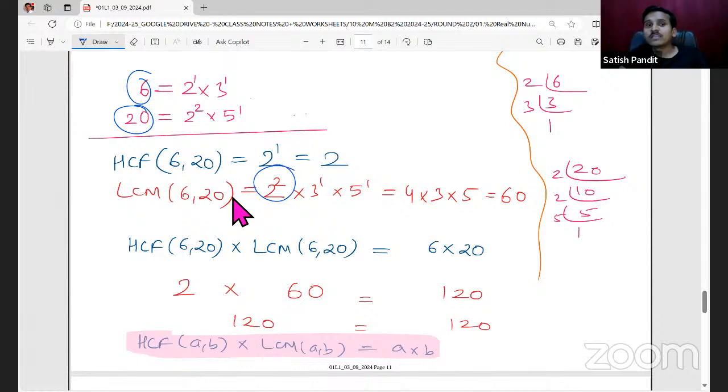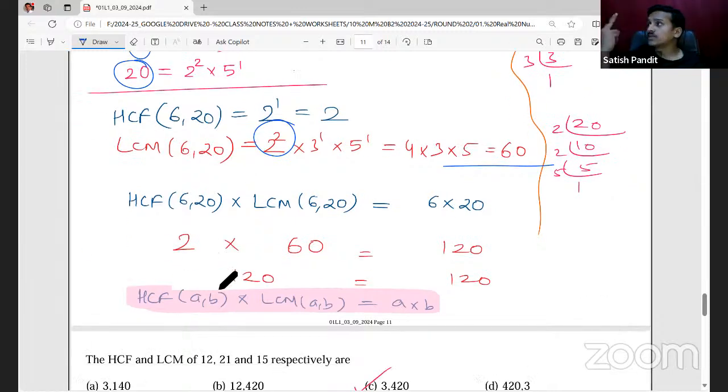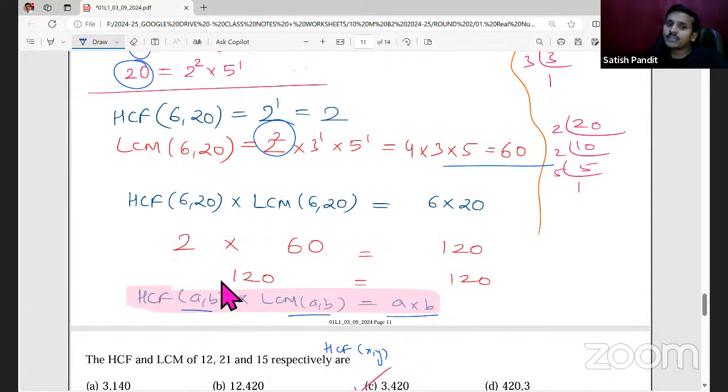That is why 2 highest. 3 is there. 3 highest power is 1 and 5 highest power is 1. You multiply again. We also found that if you have two numbers, HCF of the two numbers into LCM of the same two numbers is the product of the two numbers. Very, very important. I can take two numbers as X and Y also. That means HCF of X comma Y into LCM of X comma Y will be equal to X into Y.